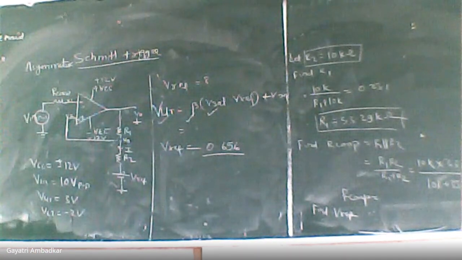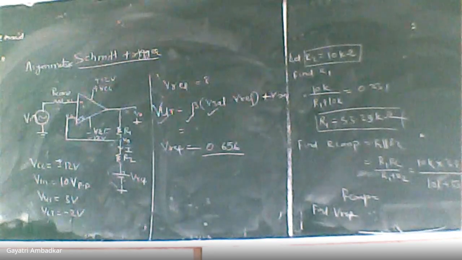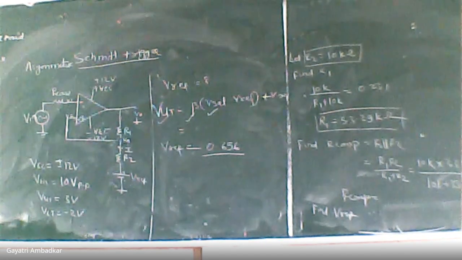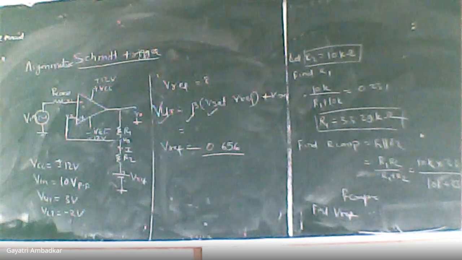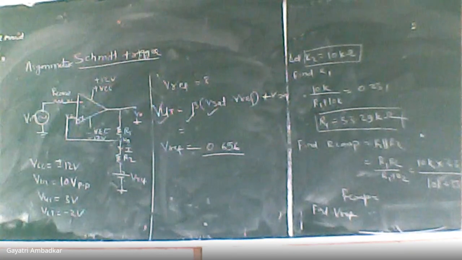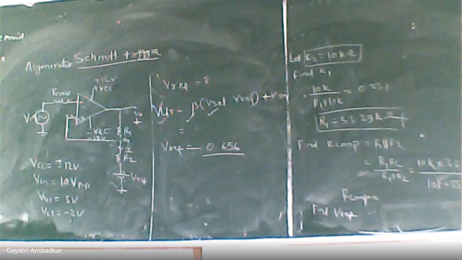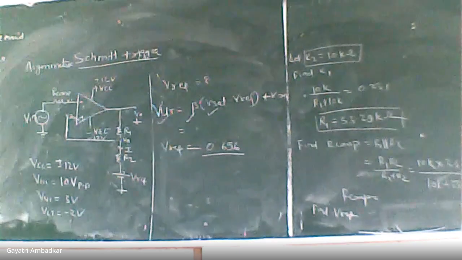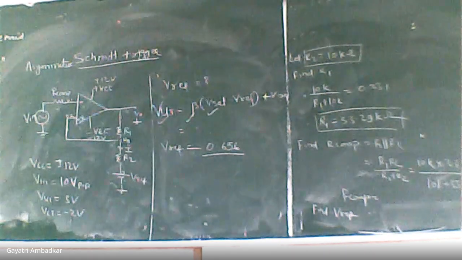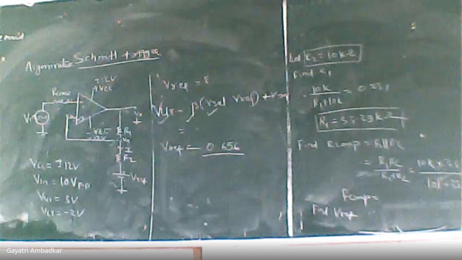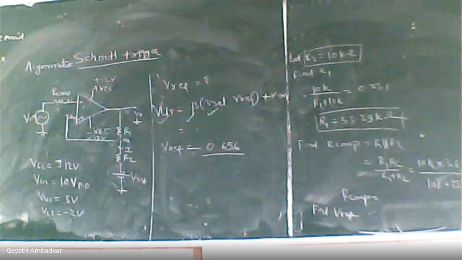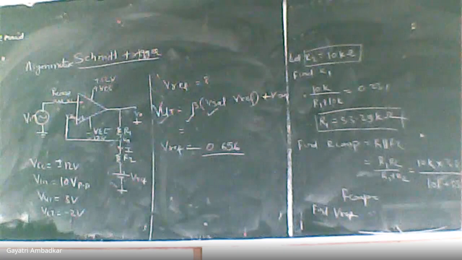Have you understood this problem? Read the problem carefully. See whether it's symmetrical or asymmetrical. How will you check whether it's symmetrical or asymmetrical? How will you come to know? How to identify whether this Schmitt trigger is symmetrical or asymmetrical? If VUT and VLT are same, then symmetrical. If they are different, asymmetrical.